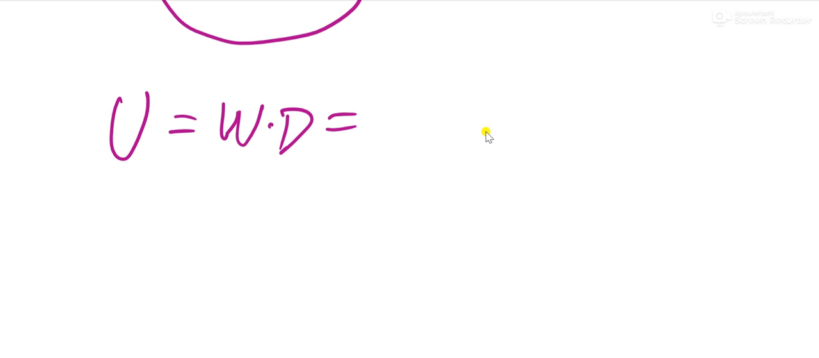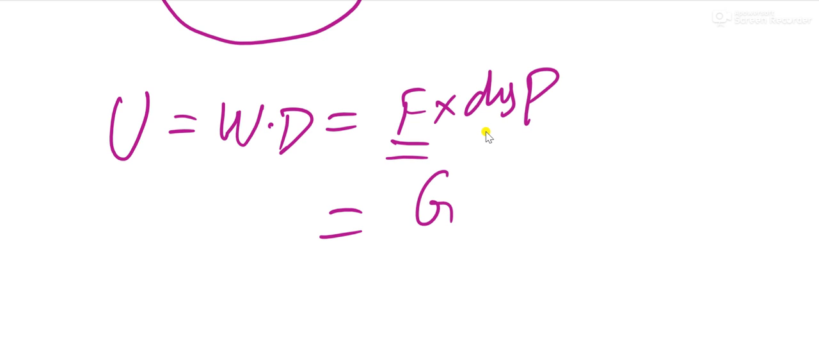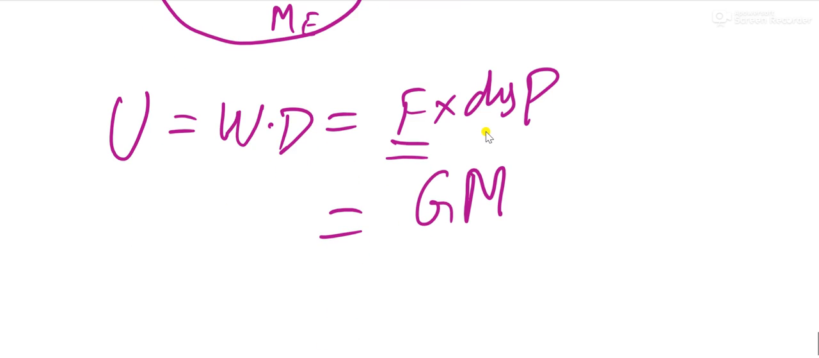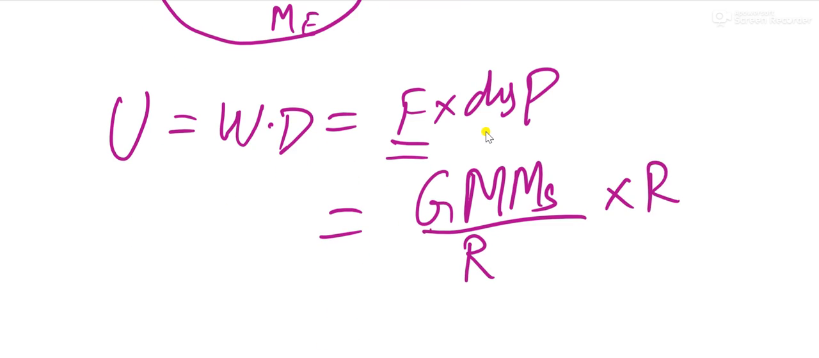So the potential energy formula: U is the gravitational potential energy. Sometimes work done, force into displacement, is also used, but this is a simple technique to take the formula. From the universal law of gravitation, G times the mass of the earth, first one mass of the earth, second one mass of the satellite, divided by distance squared.